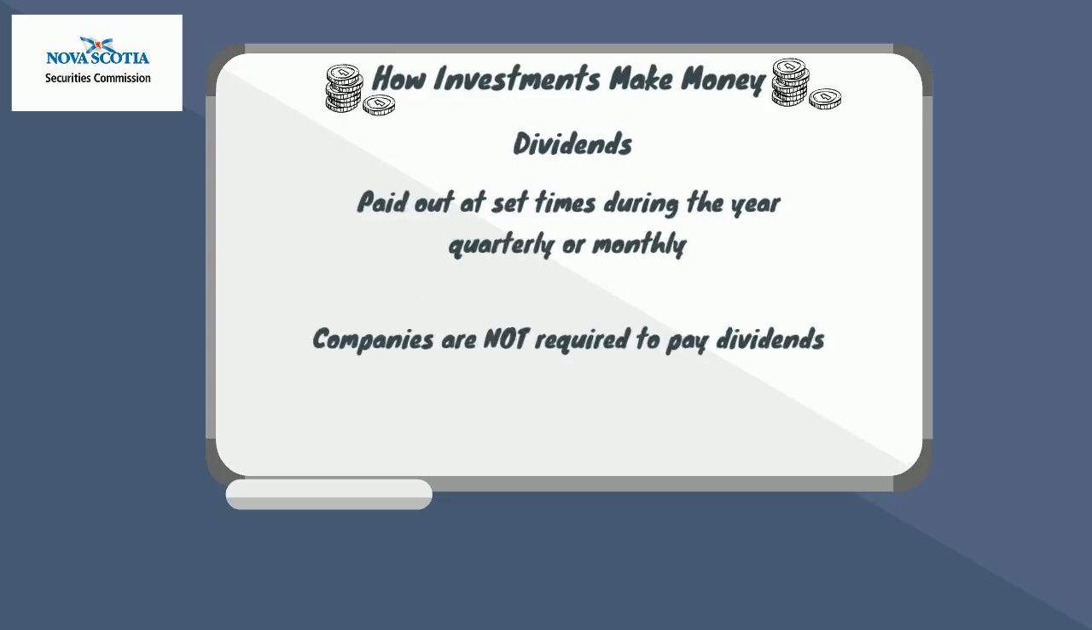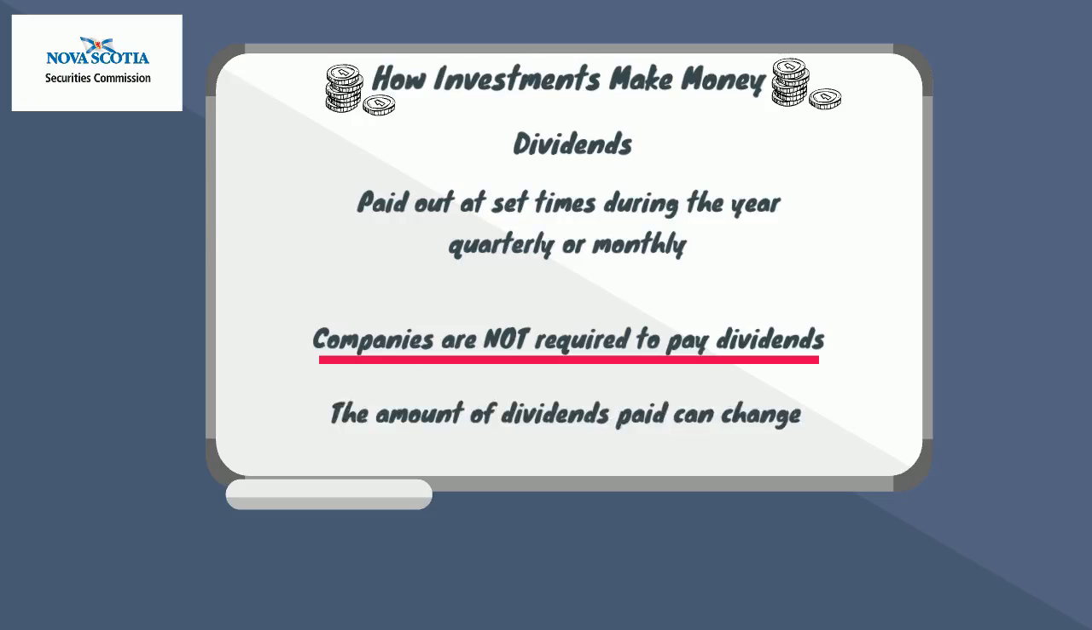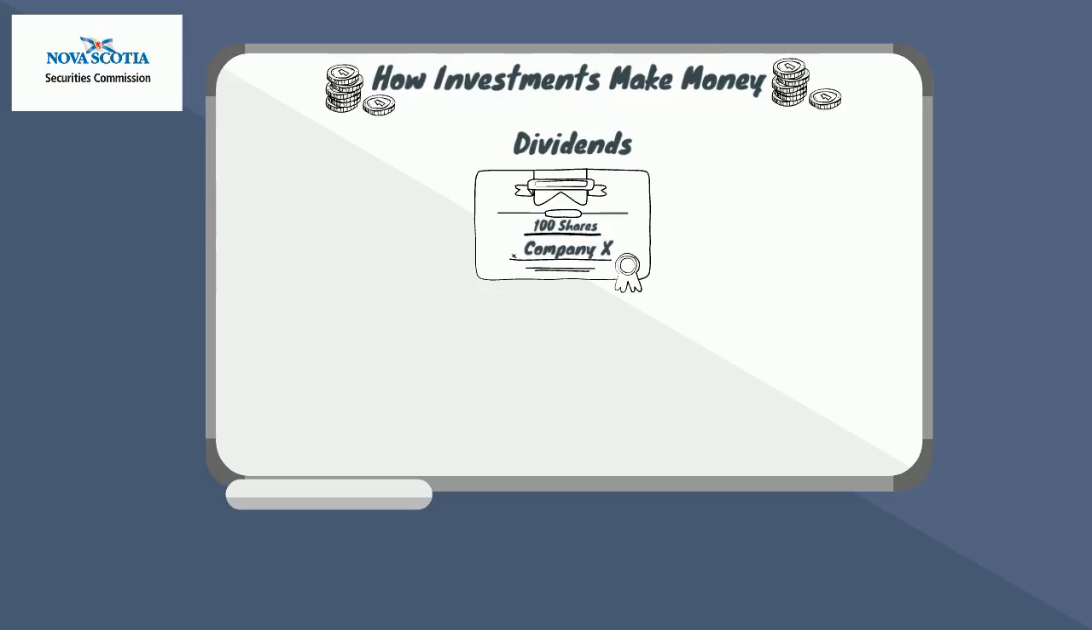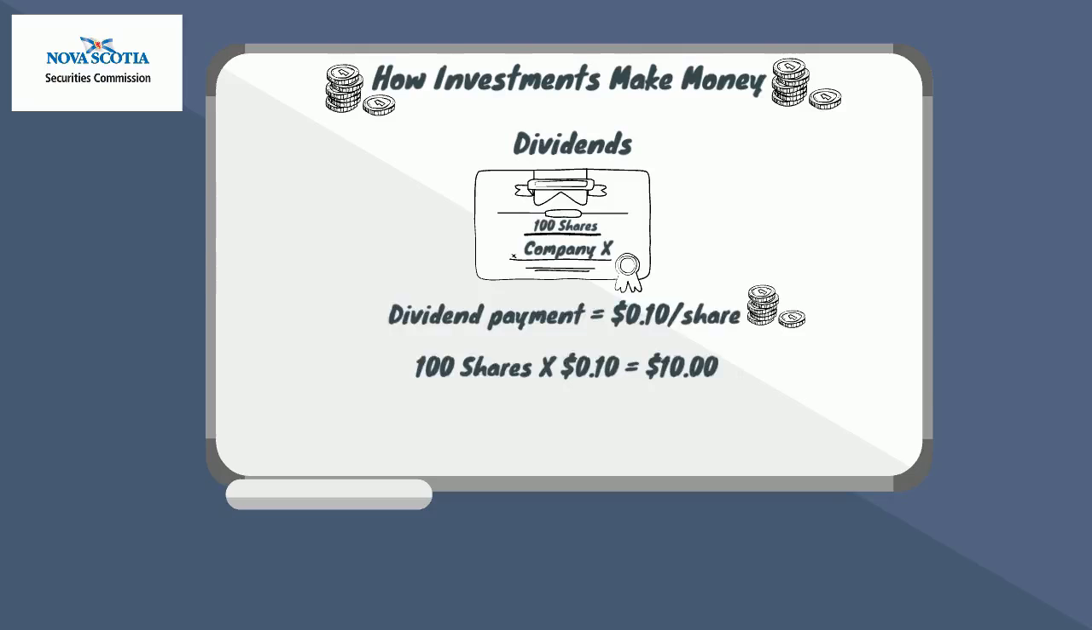Companies and funds are not required to pay out dividends, and the amount of dividends paid can change if profits increase or decrease, or the priorities of the company change. Let's say I own 100 shares in a company that pays quarterly dividend payments. In the first quarter of the year, they announce they will pay shareholders 10 cents per share. For my 100 shares, I will receive $10.